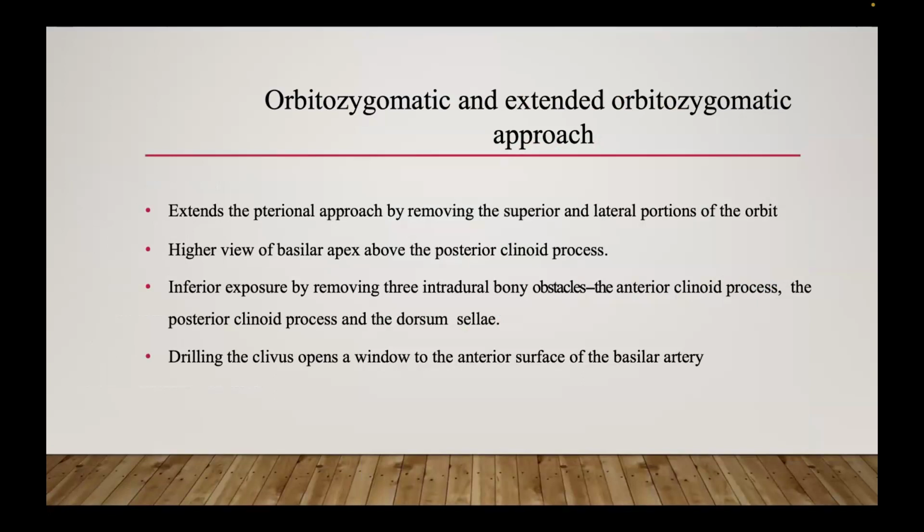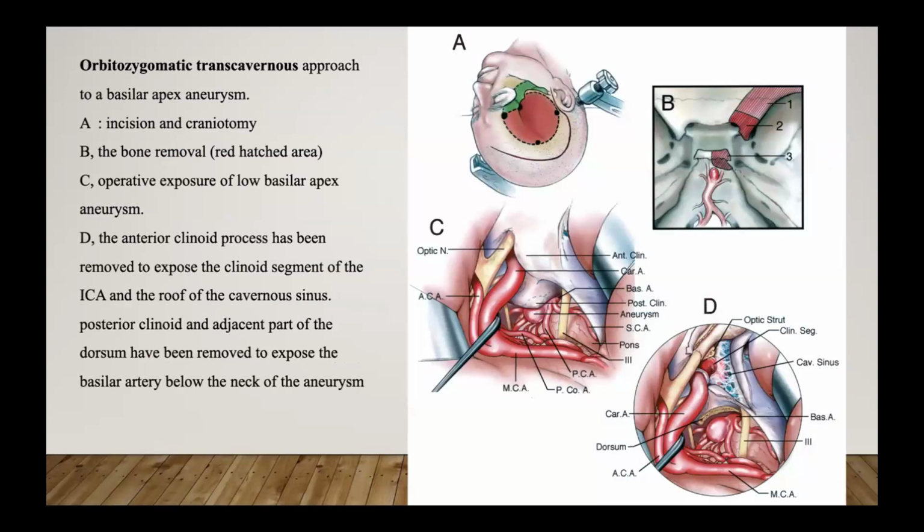The inferior exposure in this approach is basically by removing the three interdural bony obstacles: the anterior clinoid, posterior clinoid, and sometimes also the dorsum sella. Drilling the clivus can also be done. And this is basically the anatomical demonstration of the orbitozygomatic approach.